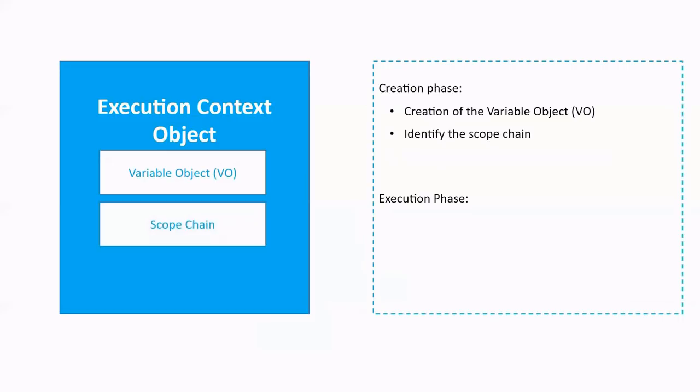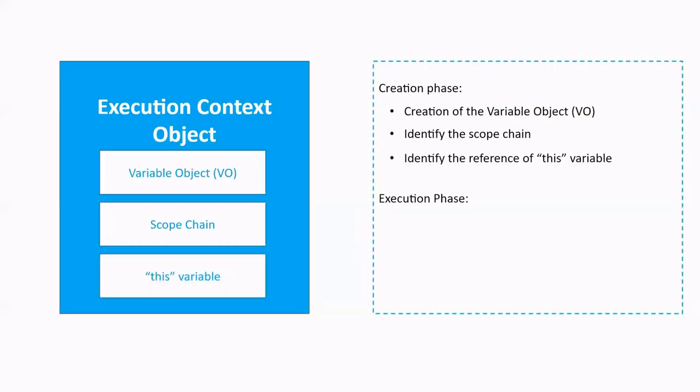The second is the scope chain. It identifies whether you can access a variable defined inside the function and outside the function. So let's say you have two methods. From the first method, you cannot access the variable of the second method, and from the second method, you cannot access the variable of the first method. But whatever variable is defined outside the method, you can access that. Like the window object, you can access it from anywhere because that is a global object. Next is the this variable. When you create a function, it identifies what the reference of this is, where it refers to. That will be created in the creation phase.